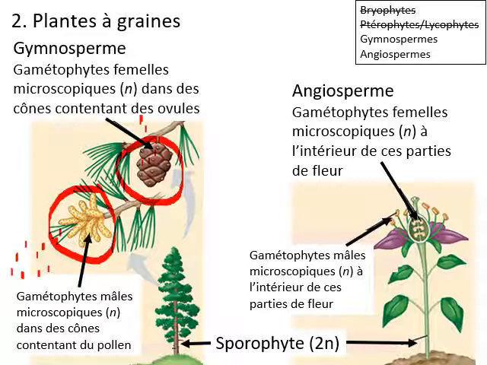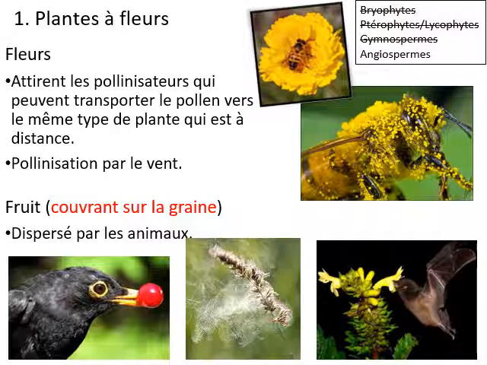Angiosperms are more specialized. The female gametophytes are inside the plant structure itself. And the male gametophytes, which are the pollen, can get to the female structures either through wind or through animals, some sort of pollination. And here are examples of how angiosperms are pollinated.